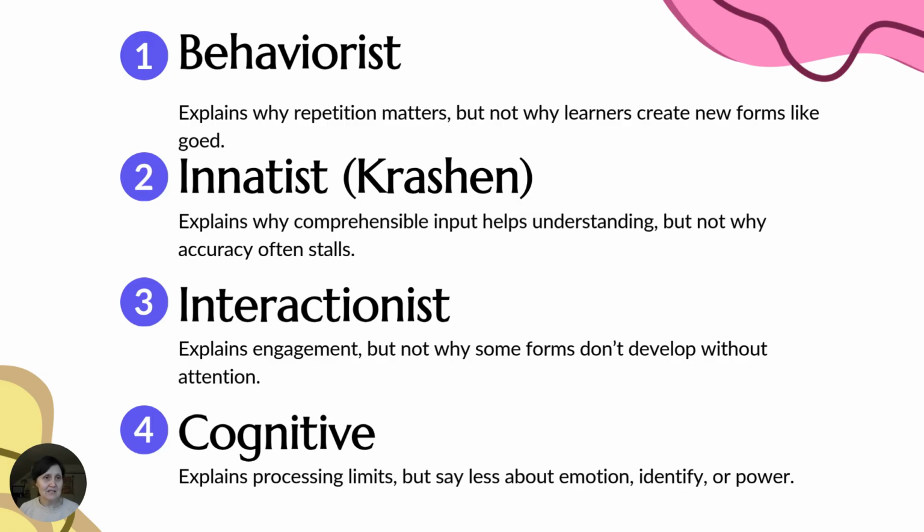He was very criticized for this idea because it can't really be tested, not very testable, and also there's a couple other limitations. But also, he doesn't explain why accuracy often stalls. So even if there is comprehensible input, left and right, why are some students still not accurate and making mistakes? No explanation. That's a limitation.